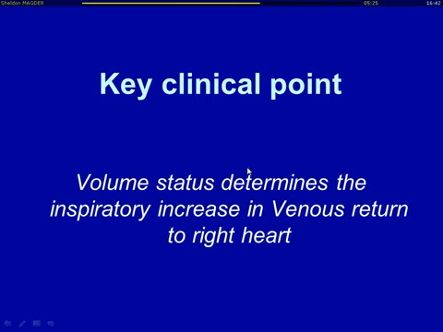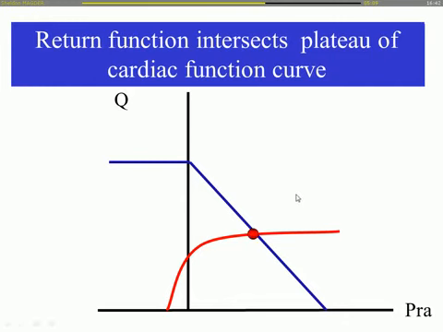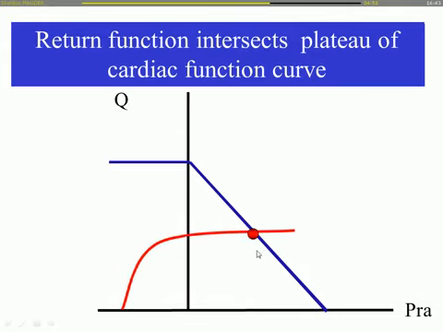So the clinical point here is the volume status determines the inspiratory increase in venous return. If you start off with a right atrial pressure above 0, then your inspiratory efforts can actually increase your venous return. But if you start off close to 0, they won't, or close to the pleural pressure if you're on PEEP. Now, if the return function intercepts the plateau of the cardiac function curve, we have a very interesting phenomenon. As you breathe in, you'll see there's no change in right atrial pressure and no change in filling of the heart.